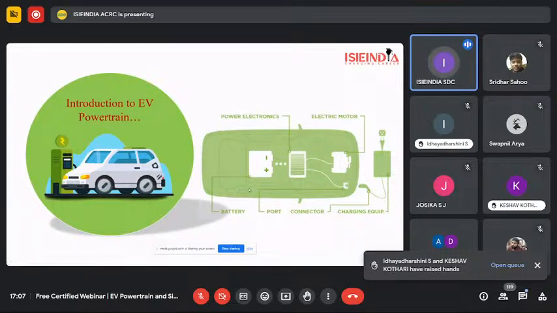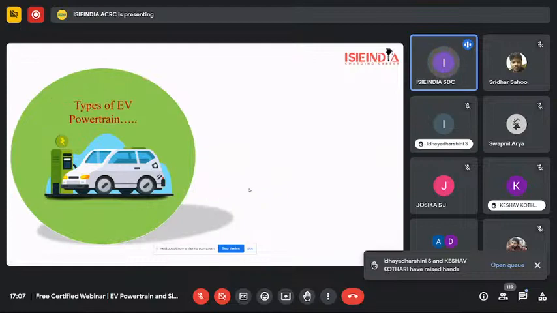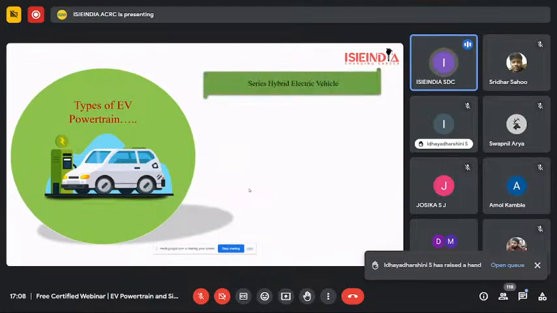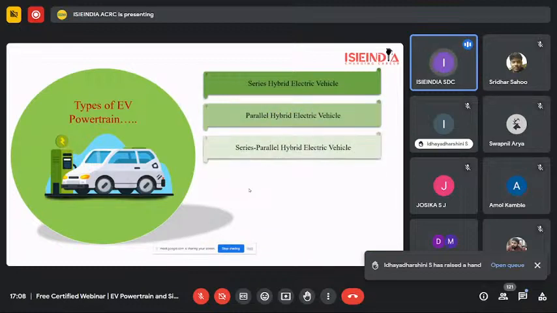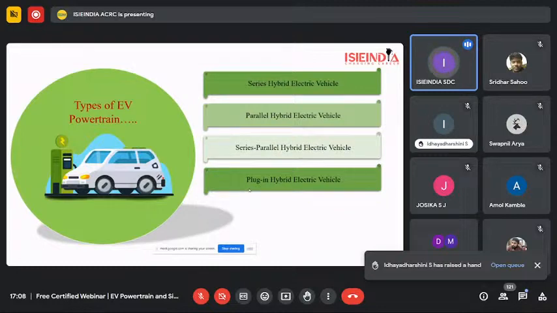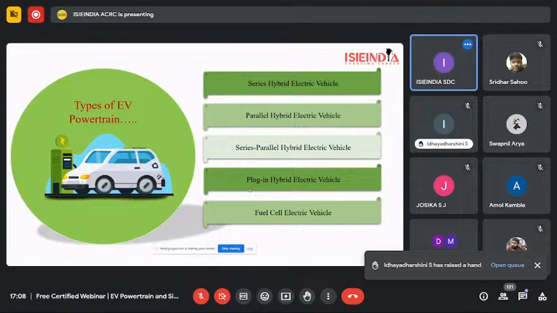Now we'll be moving towards the next slide, which is about the types of electric vehicle powertrain. First, we'll be talking about the series hybrid electric vehicles. Then the parallel hybrid electric vehicles. Then series parallel hybrid electric vehicles. Then the plug-in hybrid electric vehicles. Then the fuel cell electric vehicles. And after that, the battery operated electric vehicles.